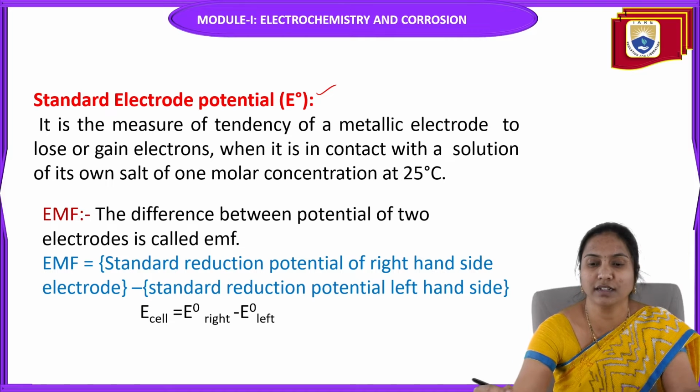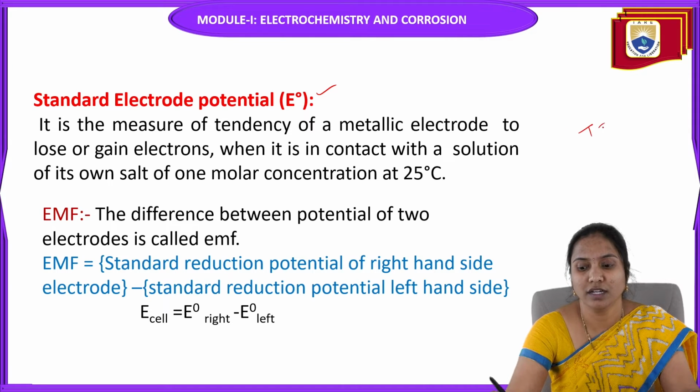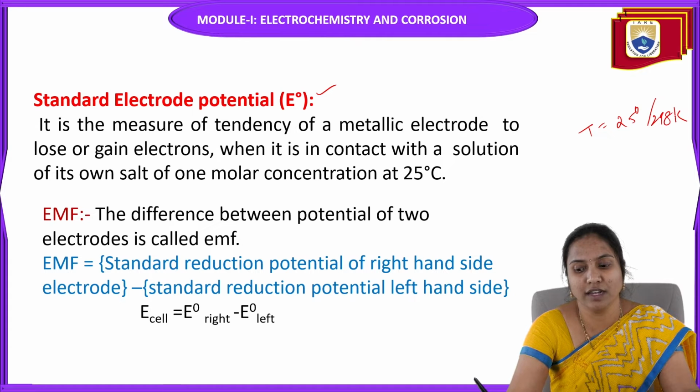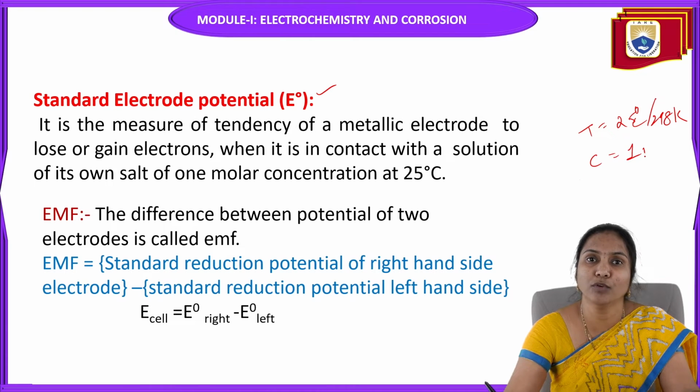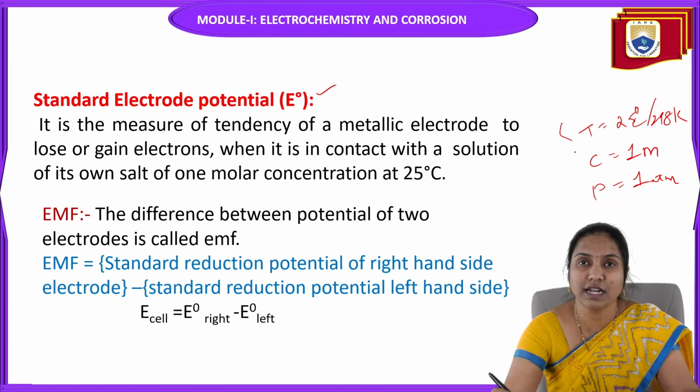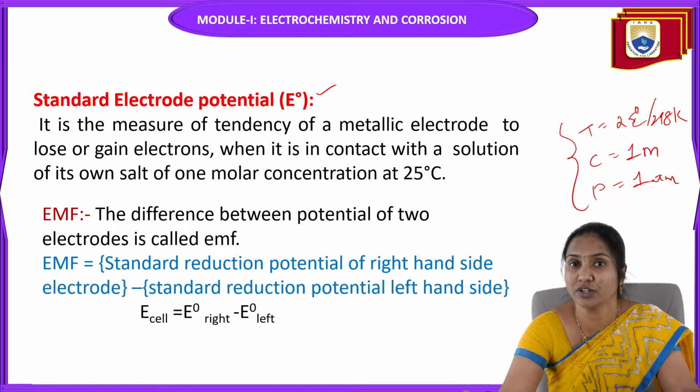So what are the standard conditions? Temperature is 25 degrees centigrade or 298 Kelvin, concentration is 1 molar, and pressure is 1 atmosphere. These are the standard conditions we maintain, and we can calculate the electrode potential of that electrode. So that is called standard electrode potential.